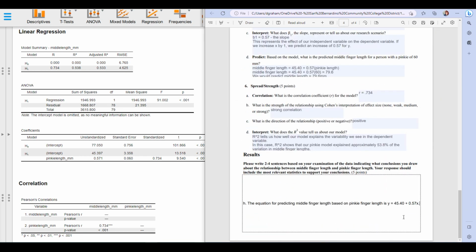But again, I'm just really looking for you to draw some sort of conclusions here. So we see that pinky length helps predict middle finger length to a high degree, and we see middle fingers increase by about 0.57 millimeters for each millimeter increase in pinky length.